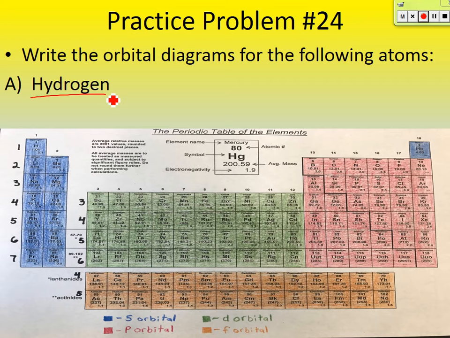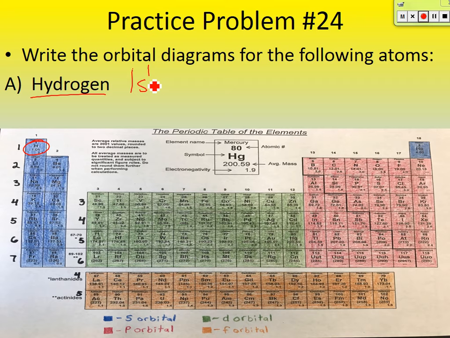I think it's very helpful, guys, to draw the electron configuration, to write the electron configuration for it first. Help me out. What's the electron configuration for hydrogen, which is right here? 1s1. Please write that. That's not our answer, but that's going to help us get our answer.